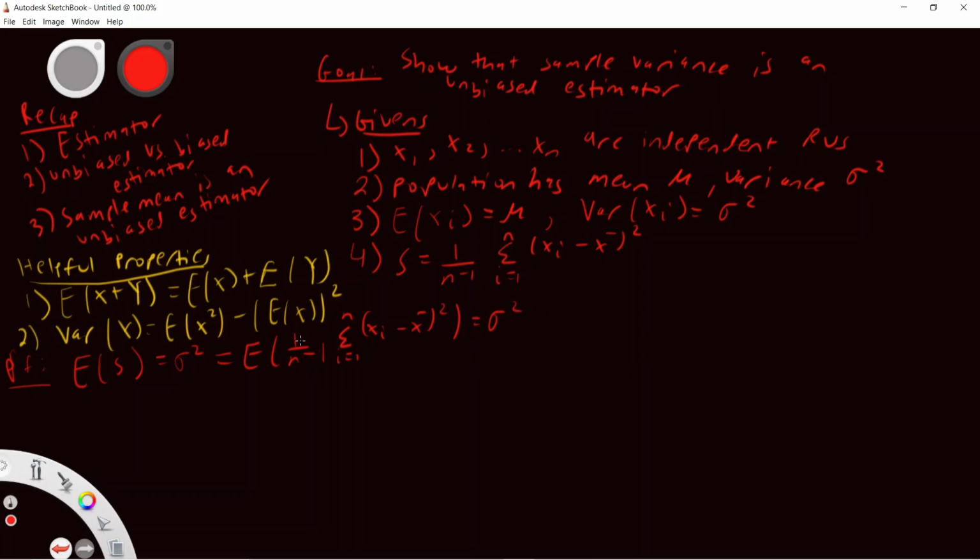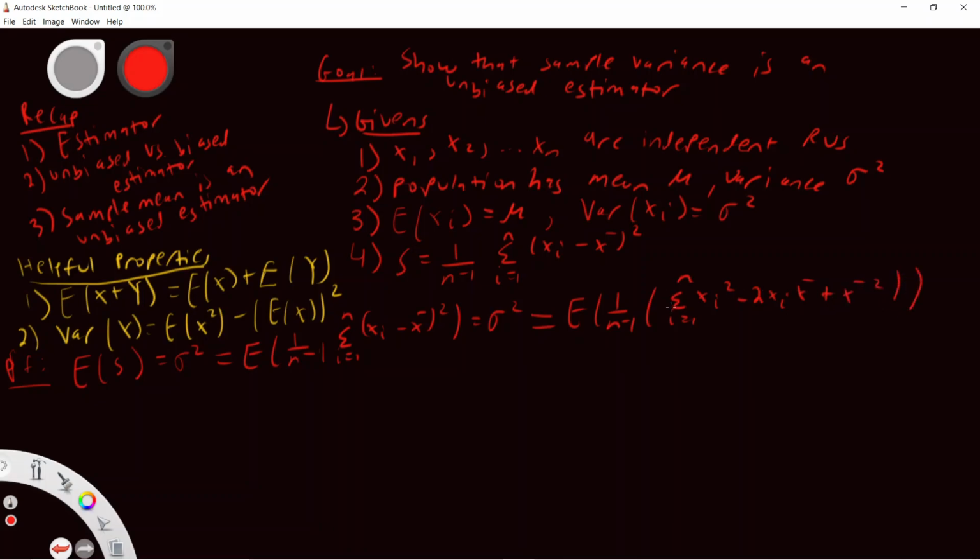We see right off the bat that n is a constant. n represents our sample size. So we know 1 over n minus 1 is a constant. And we also see that we have this summation of x sub i minus x bar, whole squared. I think a good first step is to expand this binomial. So what does this give us? Well, this will be the expectation of 1 over n minus 1 times the summation from i equals 1 to n of x sub i squared minus 2 x sub i x bar plus x bar squared.